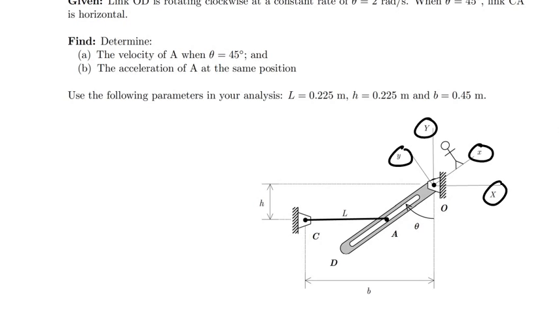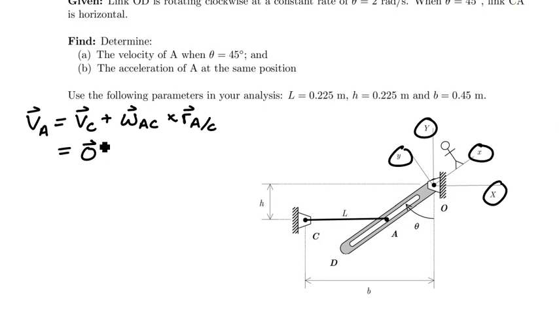So let's do that. To start, points A and C lie on the same rigid body, so I can say that the velocity of point A is equal to the velocity of point C, plus the omega of link AC, crossed with the position of A with respect to C. If I sketch in what these quantities have to be, I know the velocity of point C is 0, it's a fixed point. Omega AC is going to be some quantity, and I'll say it's in the capital K direction. It could be a positive or negative scalar quantity multiplying that unit vector.